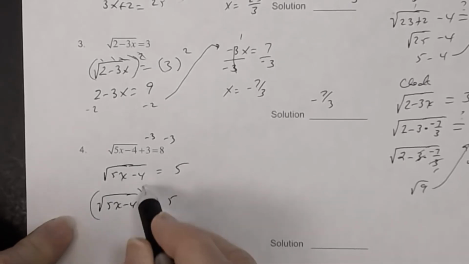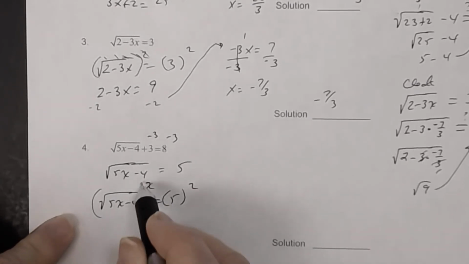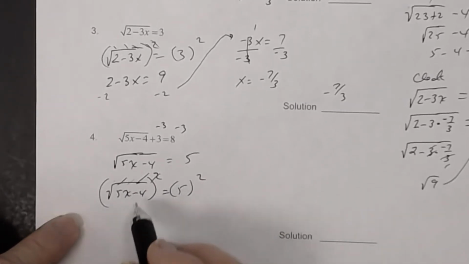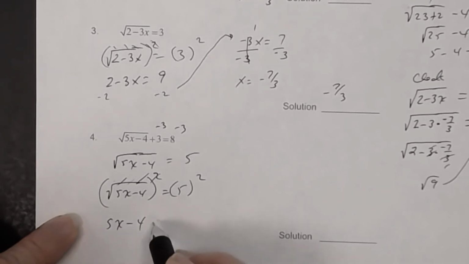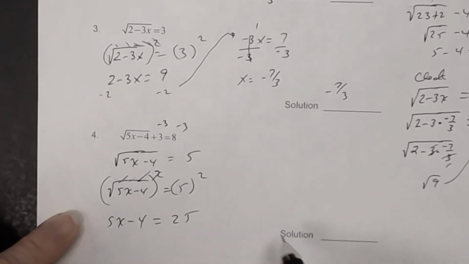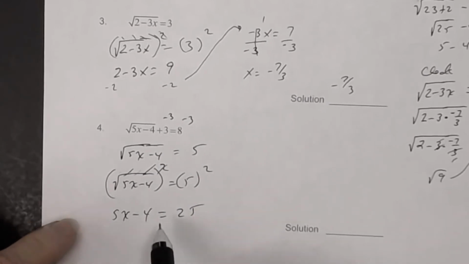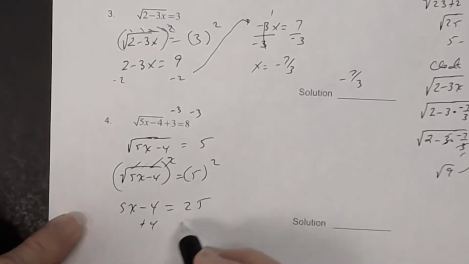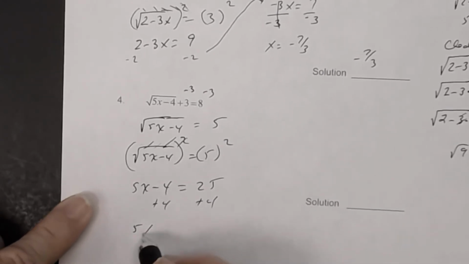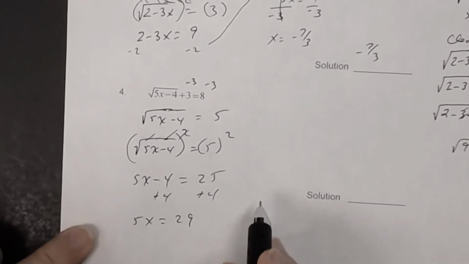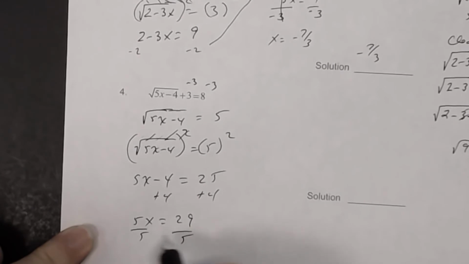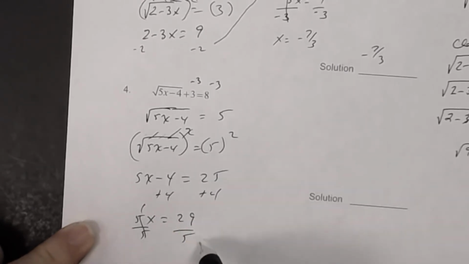So we're going to square both sides. And the square and the square root undo each other. So you get 5x minus 4 equal 25. So notice I went from a radical equation to a linear equation. So let's solve this linear equation. I'm going to add 4 to both sides. So I get 5x equal 29. Divide both sides by 5. My solution, if I did this correctly, should be 29 fifths.